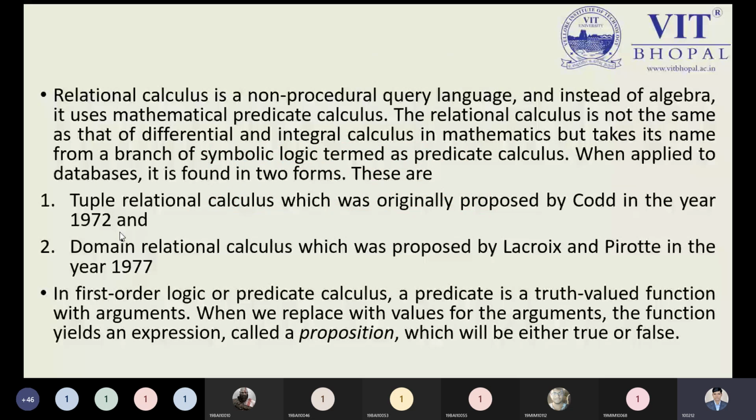Yes. Any doubt in these two slides? Then you can ask me. Yes, students, please tell me any doubt in these two slides.